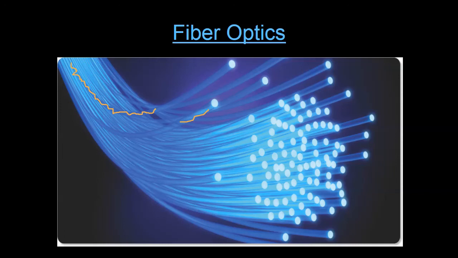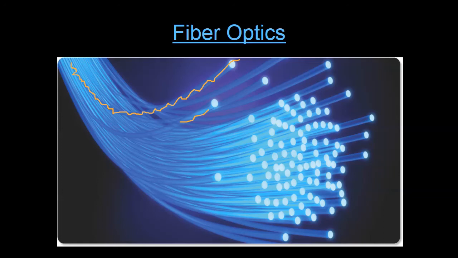If it's bouncing off like this, bouncing off of the inside surface of the tube until it finally comes out the other end, that is reflection. And because it's inside of the tube, we call it internal reflection. So these work by internal reflection, and all they do is send a little bit of light through this tube.